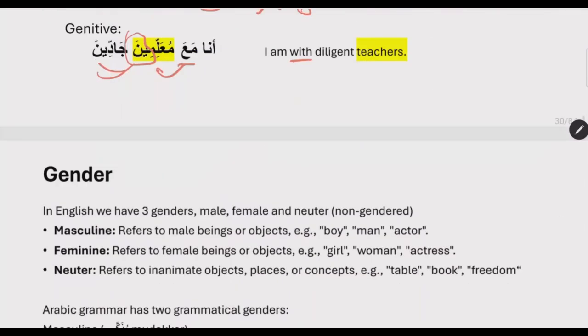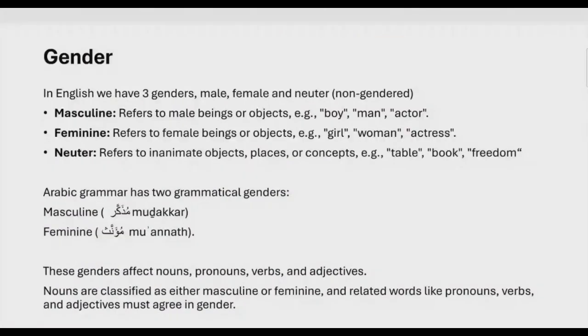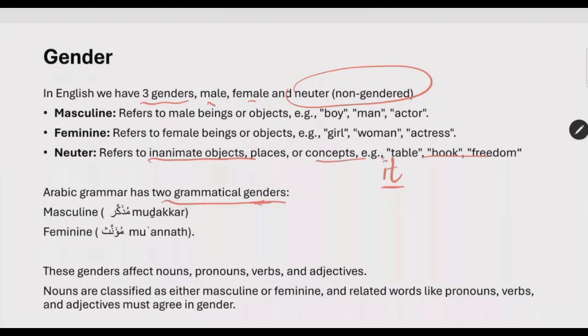All right, so that covers the plural forms. Then we go on to gender, and maybe this will be the last concept for today. We have three genders in English, which is male, female, and this one here, where we talk of inanimate objects, and we normally use the pronoun it to refer to these things, right? Arabic grammar has only got two genders. It's got a masculine and feminine.